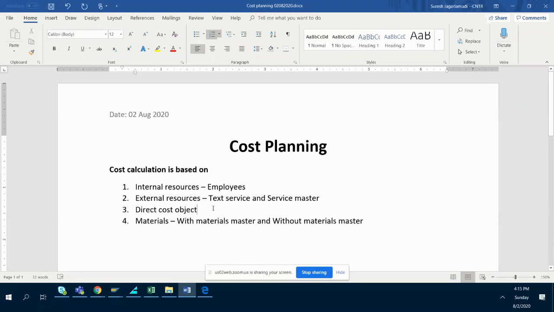Direct cost object means wherever there is a financial transaction, a direct financial entry, that is nothing but your direct cost object. And when it comes to material, any organization exists because some material is being processed and made into a semi-finished good or a finished good. So for any of the internal activities, you need materials, or for any of the external services, you need materials. That is why these are all important things for us.